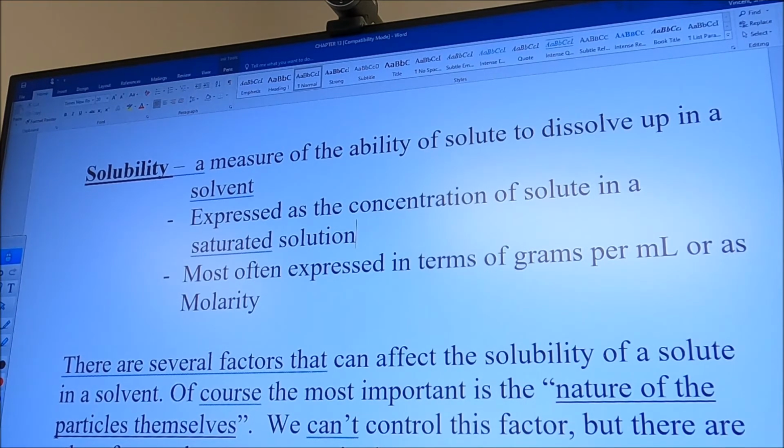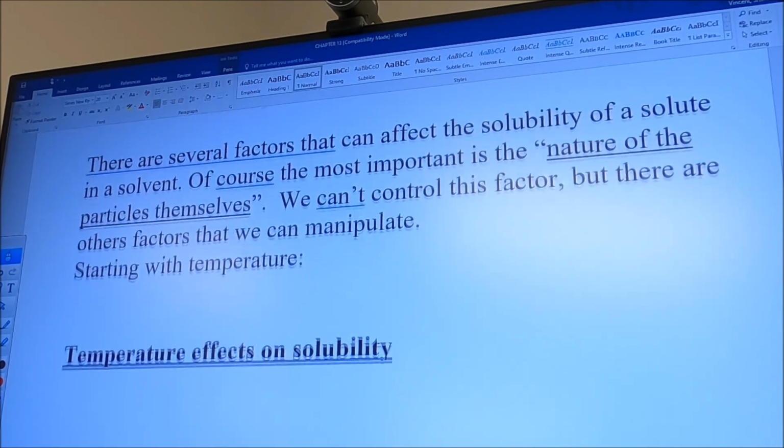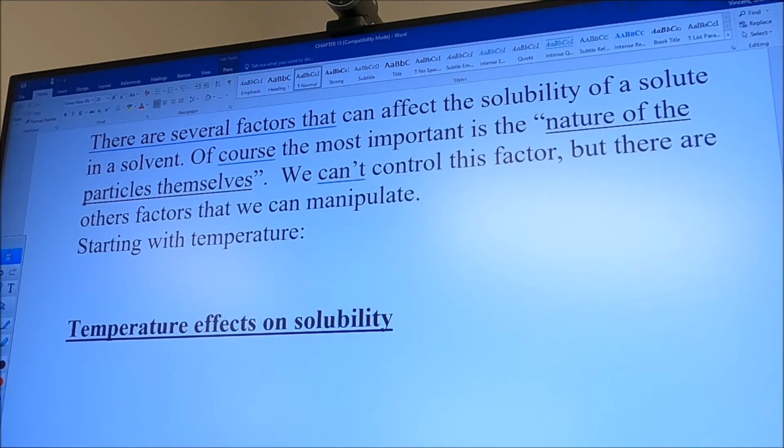3 or 4 chapters down the road, we're going to talk about slightly soluble salts, the SSSs, and we'll be talking a lot about solubility. Okay? Now, there are several factors that can affect solubility. The most important, of course, is the nature of the particles themselves. We've already been talking about whether the molecules are polar or nonpolar, whether they can generate a dipole-dipole interaction or hydrogen bonding, anything like that. That has the biggest role to play in the mixing of a solute and a solvent, the nature of the components. We can't control that, okay? But there are some factors that we can control.